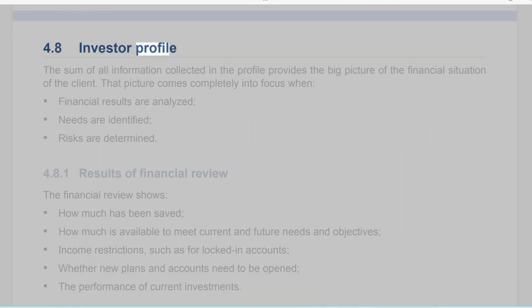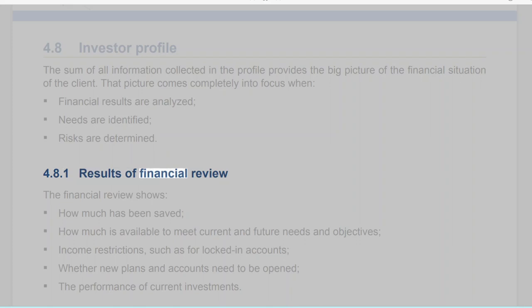4.8 Investor Profile. The sum of all information collected in the profile provides the big picture of the financial situation of the client. That picture comes completely into focus when financial results are analyzed, needs are identified, and risks are determined.